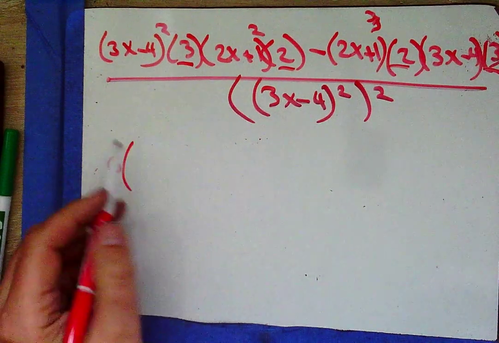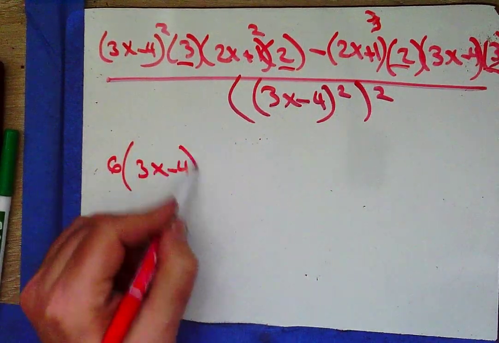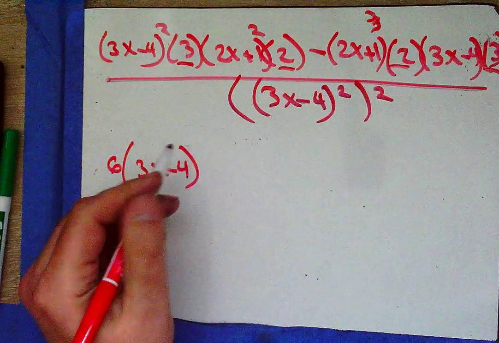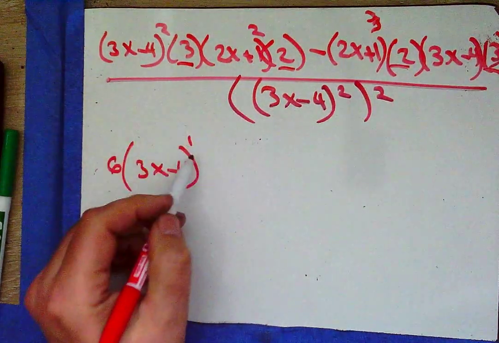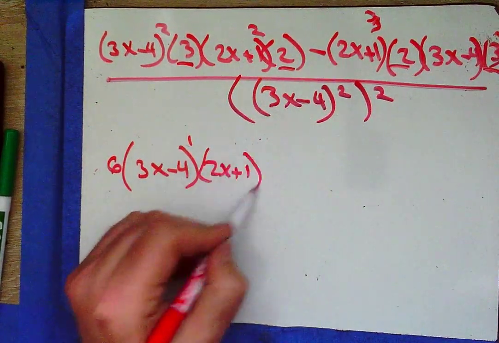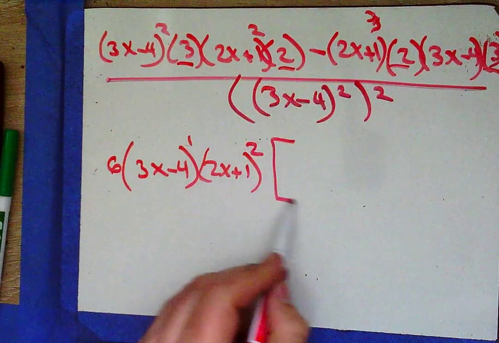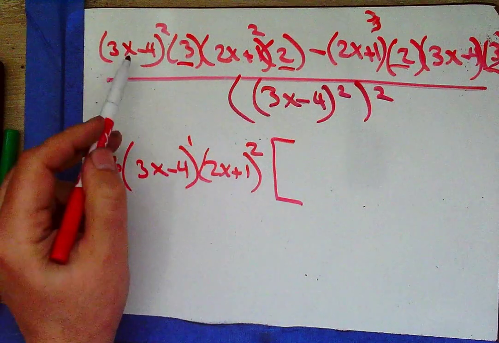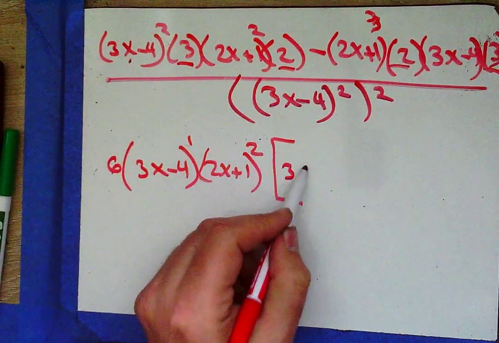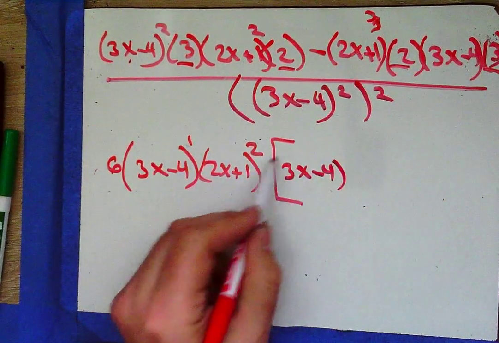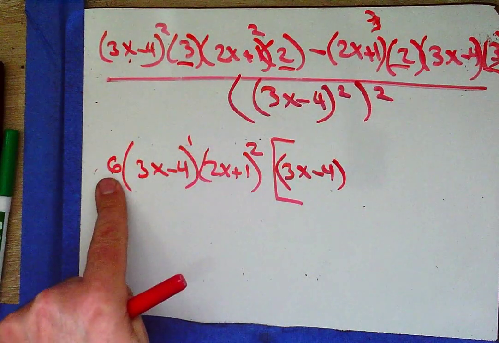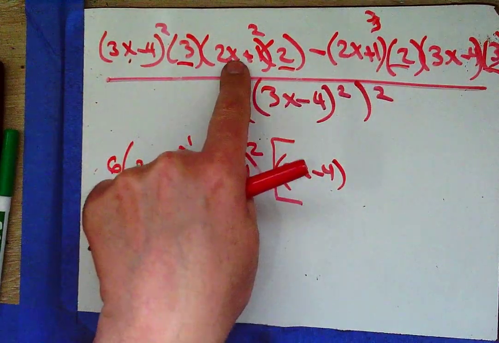All right, what else do I notice? I notice a 3x minus 4. The smallest power is 1. And then I see the 2x plus 1. And the smallest power between 2 and 3 is 2. So what's left over? Well, I took out 2 of those, so I still have 1 left. And I took out the 2 and the 3. And the 2x plus 1 squared, that went away as well.